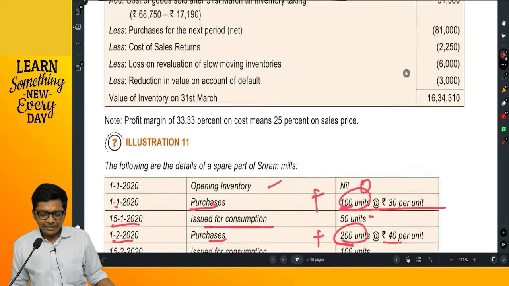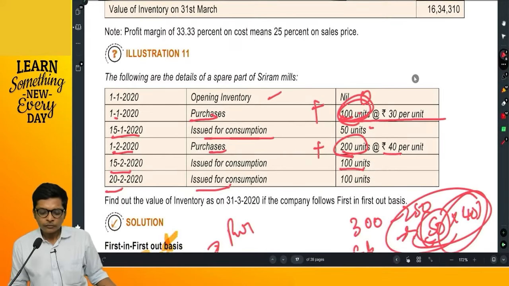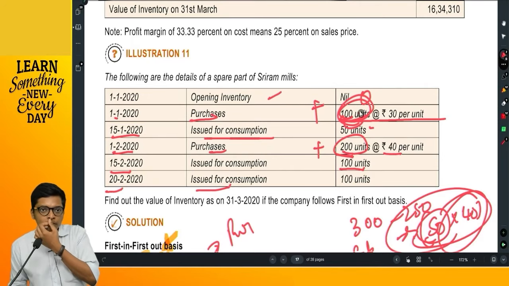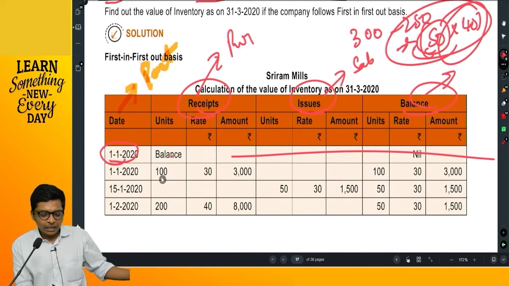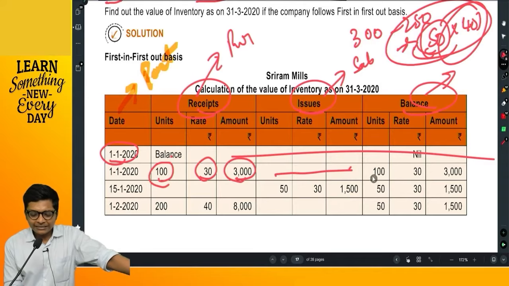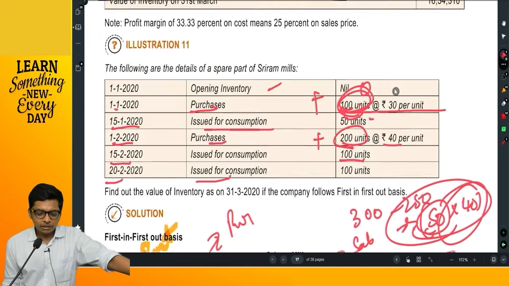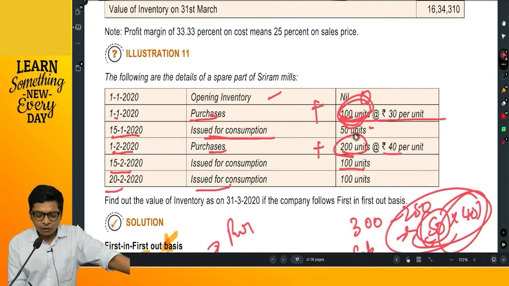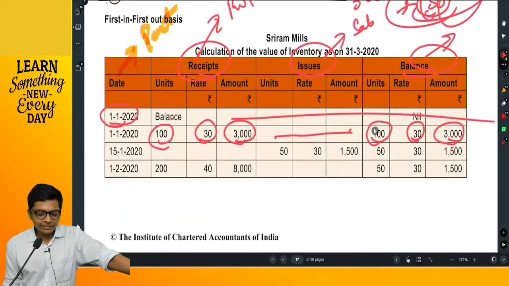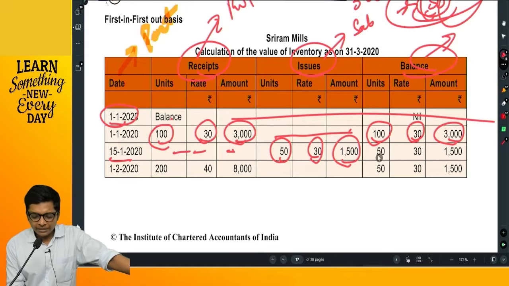Next, the first purchase came on which day? 1st Jan, 100 units at 30. Come to receipts, 100 units at 30. Amount is 3000. No issue. Balance is 100, 30, 3000. Next, issued for consumption, how much? Come to next transaction, 15th Jan. Receipts is nothing, blank. Issue how much? 50 at 30, 1500. So balance will be 50, 30.